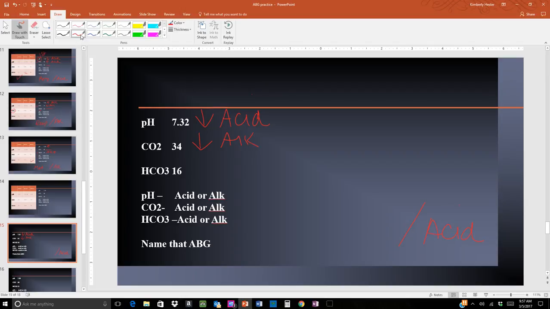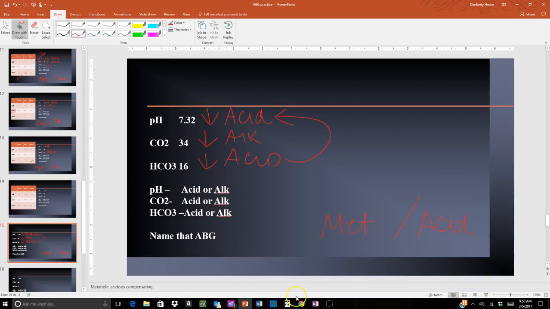Now what about this bicarb, this HCO3 is 16. That's low. Well, a high bicarb is alkalotic and a low bicarb will lead to acidosis. So when we look here, this bicarb is obviously the culprit causing our acidotic pH. So that's going to be metabolic acidosis. So we'll check the notes and see if we're correct. Metabolic acidosis. Now it says on here compensating.